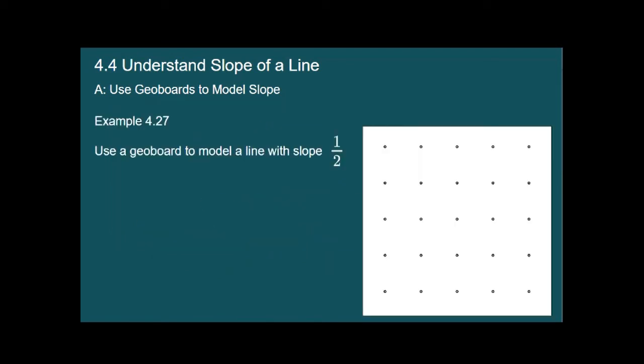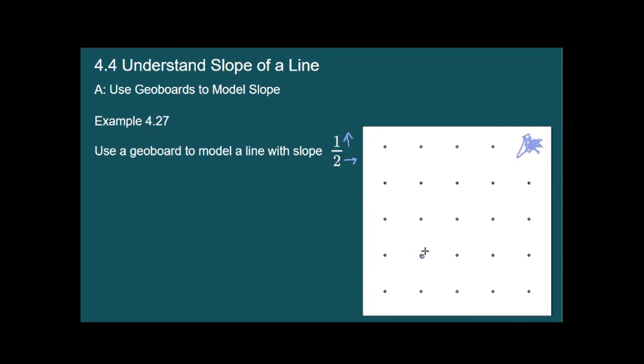That's very important. Now you're going to use the geoboard to model a line with slope 1/2. We're actually just going to draw it on here. You can pick anywhere to start as long as you leave enough room. I know I'm going to have to go up 1, and I'm going to have to go to the right 2. So I'm going to start right here. I wouldn't want to start up here, because there's nowhere to go. I can't go up and I can't go over. So that would not be a good place to start.